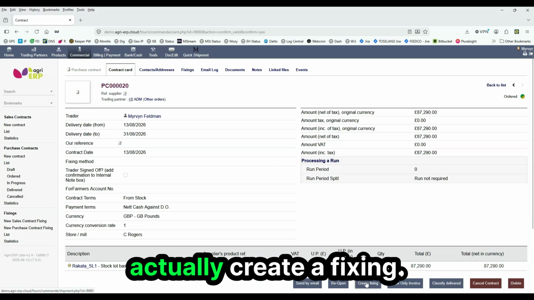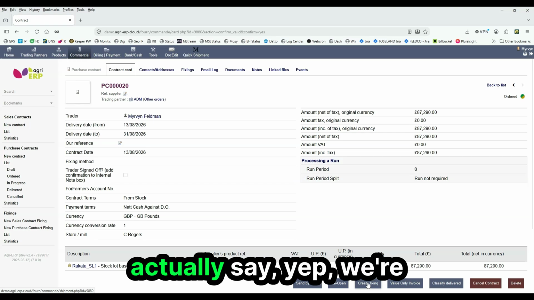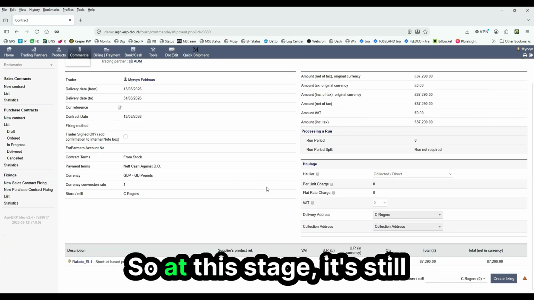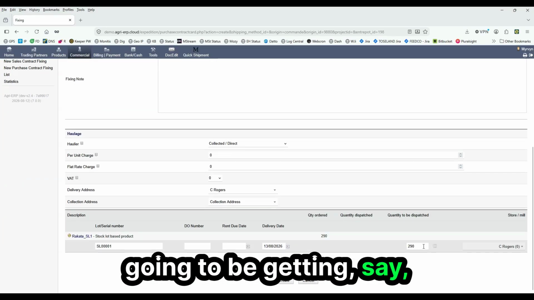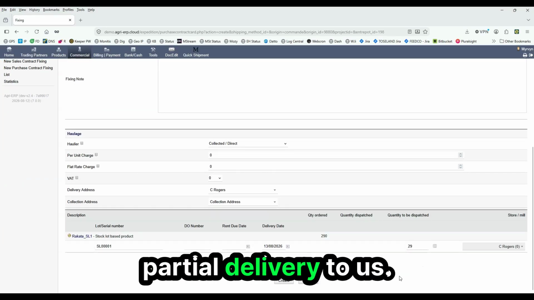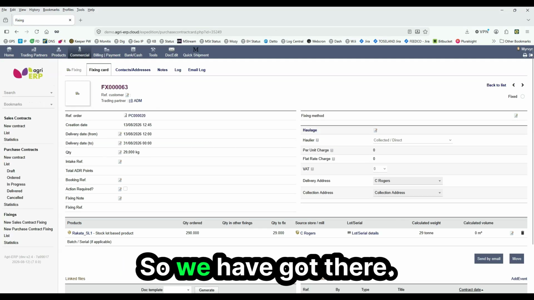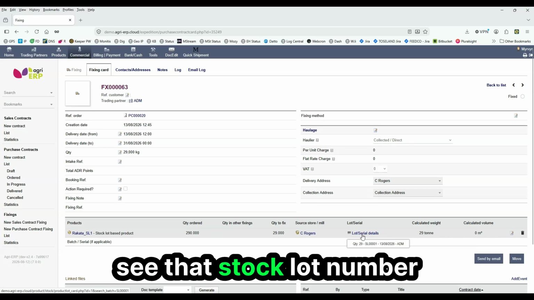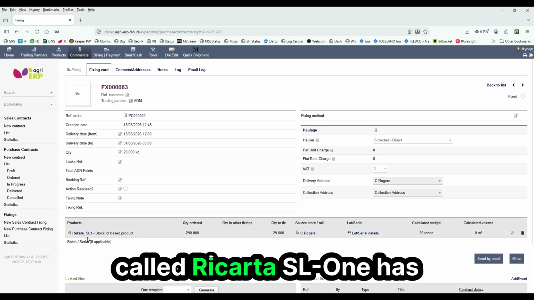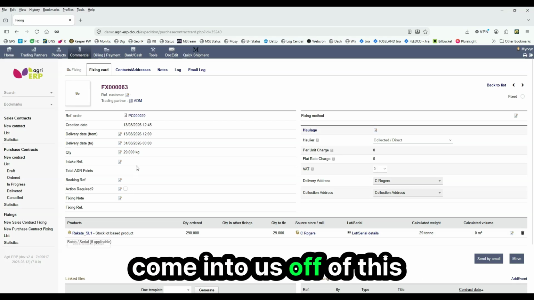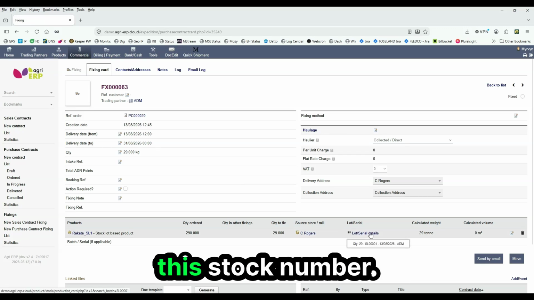Now we're ready to actually create a fixing, so that's a drawing down on this. Assuming that the information's gone over to ADM, we can say, yep, we're going to get this in stock. At this stage it's still going into the same location, and we're going to be getting, say, 29 tons of it. It's going to be a partial delivery to us. It's going to generate its own stock lot number over here. Hovering over here, you can see that stock lot number 1 has been generated. So the stock of the product called Ricata SL1 has come into us off of this contract. And because it's a standalone transaction into us, we've generated this stock number.